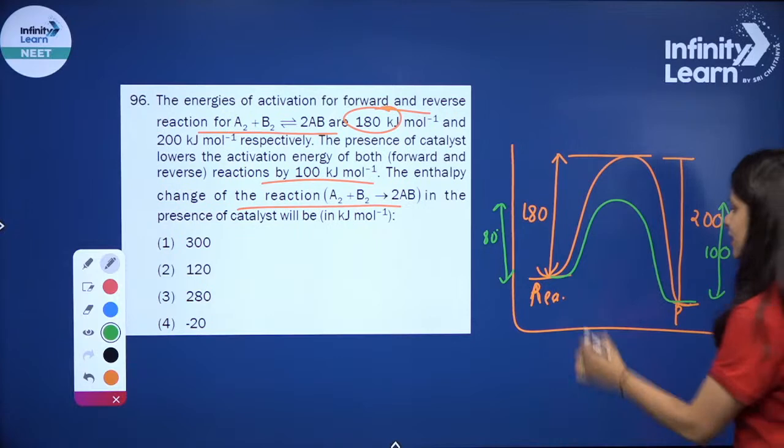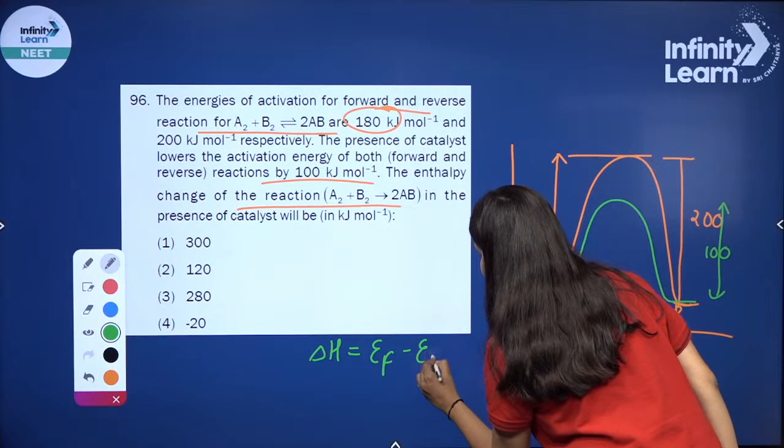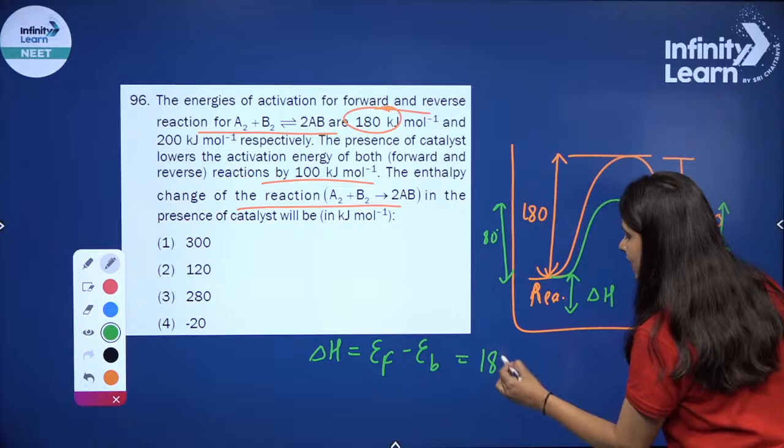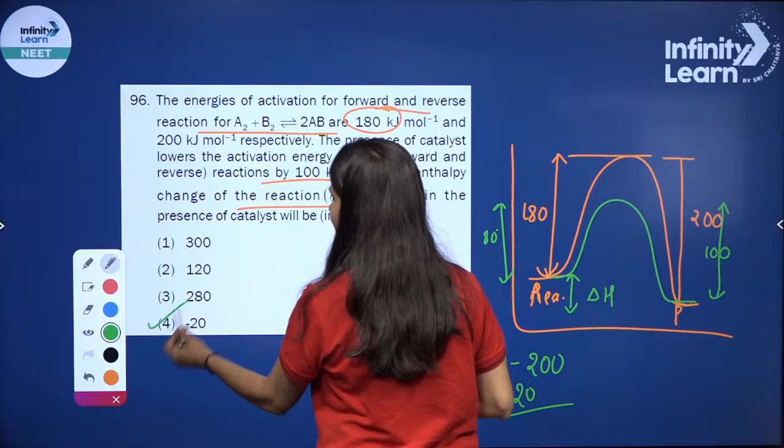Where do we get delta H from? From here. This will give me delta H. So, delta H will be what? E forward minus E backward. Activation energy of forward reaction minus backward reaction. So, what will the answer be? 180 minus 200. So, the answer will be minus 20. Which is the correct answer? Option number 4. Right? Well done. You have also given the correct answer.